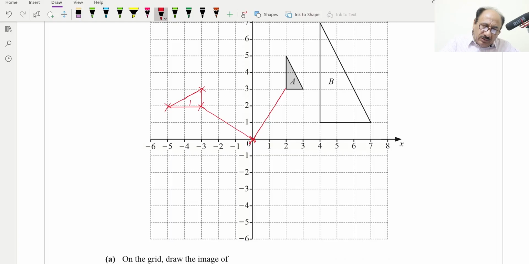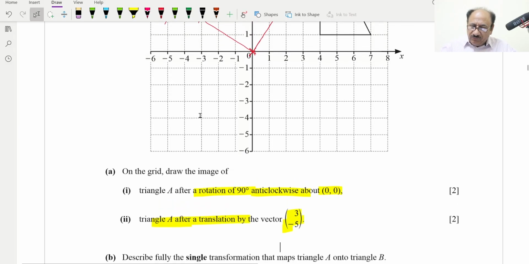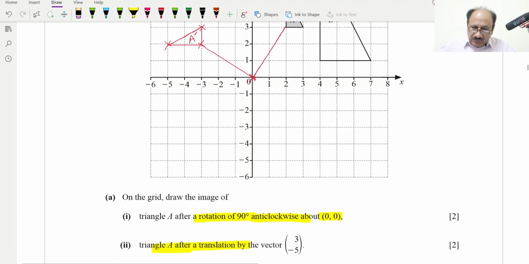I will label it as A dash for your understanding. It's not required in the question. And B part, basically the second part: triangle A after translation by this matrix 3 and minus 5. You know what this 3 means? Change in X, and minus 5 means change in Y. So change in X and Y.